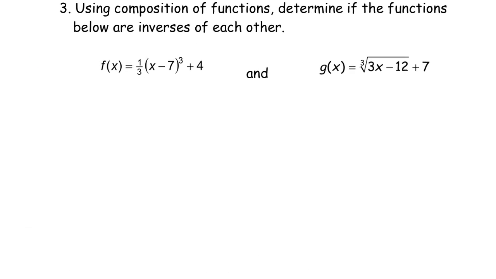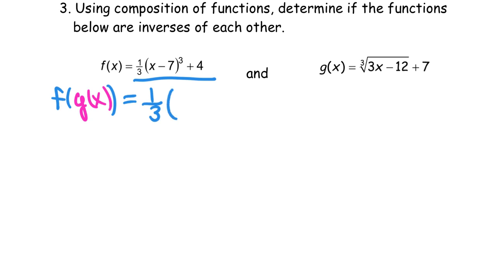Okay, so now we're going to do this by way of composition. So remember, if we're going to get credit for this, we have to do f of g of x. So I'm going to take f, and it's going to go on the outside. So I'm going to do 1/3 parentheses minus 7 cubed plus 4. This huge space I've left is where the x is. And that's where g of x goes.